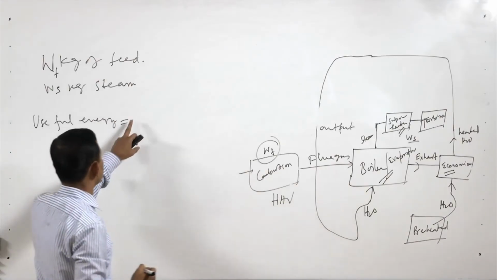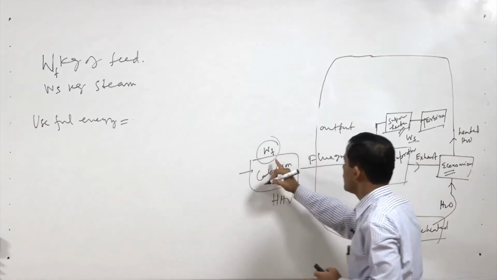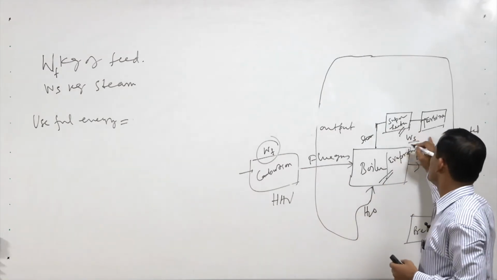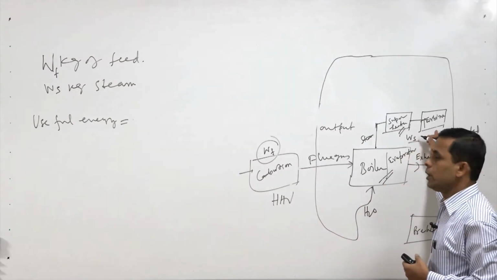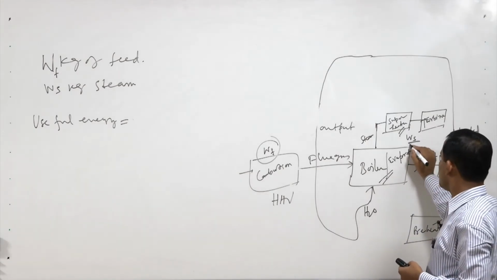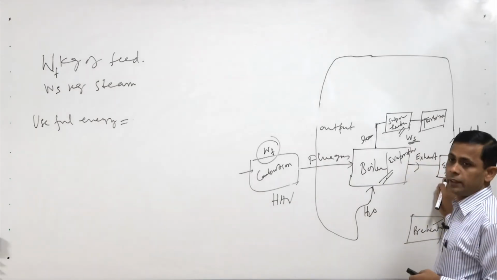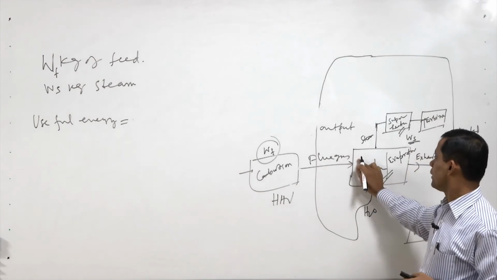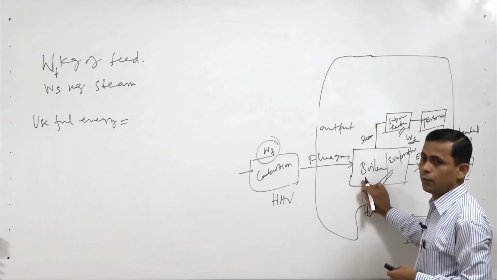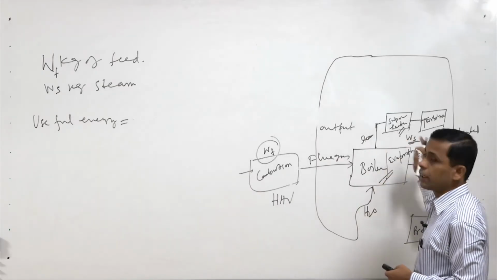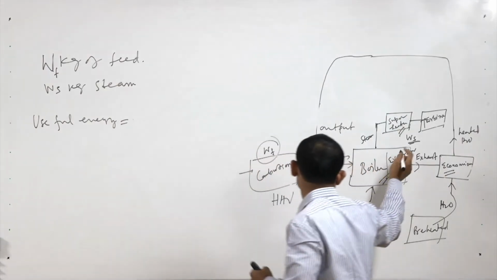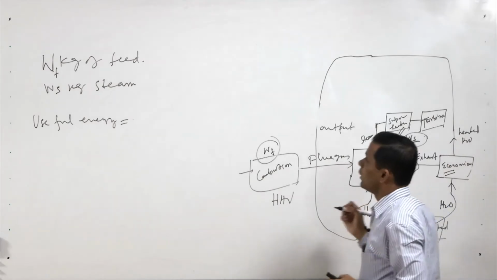What is the useful energy? Useful energy means the energy which was available with the feedstock, part of it is converted to steam, that is useful. In some cases the heat is also used for the production of this steam. We are using some amount of heat in the economizer, some amount of heat in the boiler or evaporator, and some amount of heat here also. So, total heat we are using, that is available in our steam. So, that is useful energy.